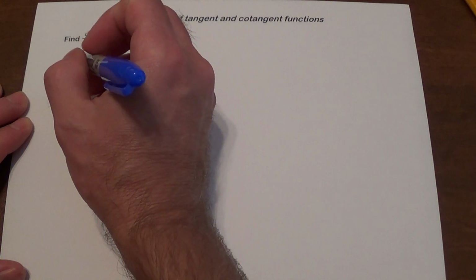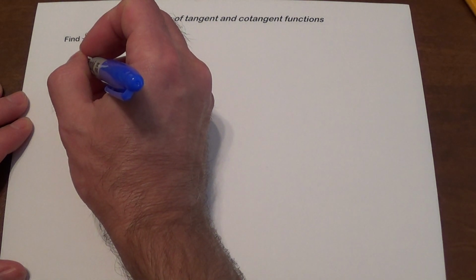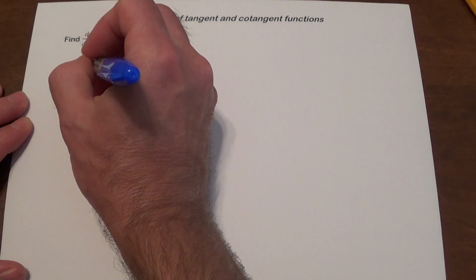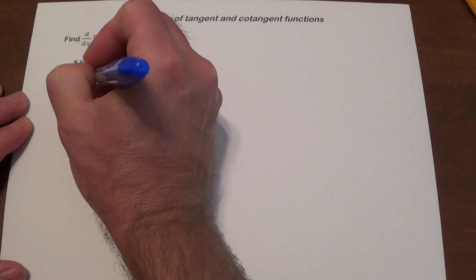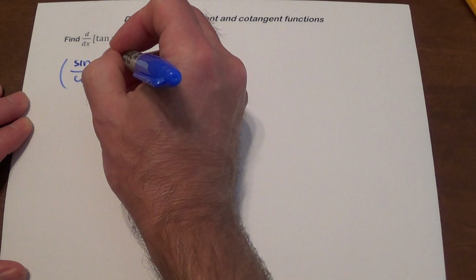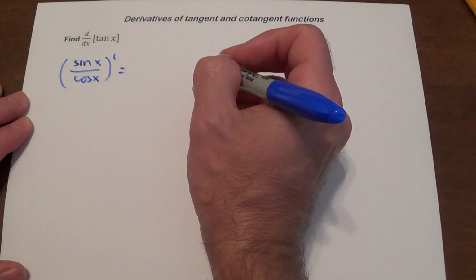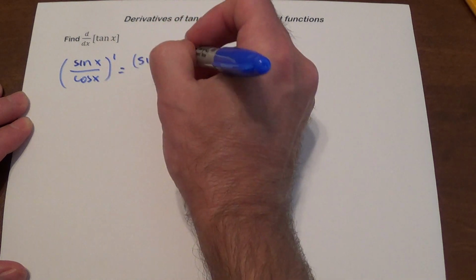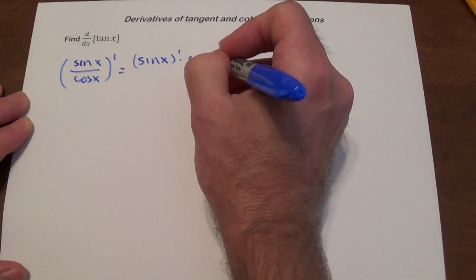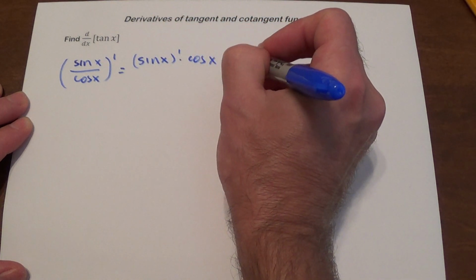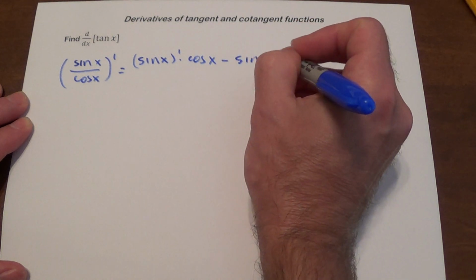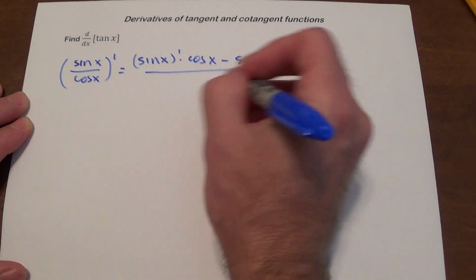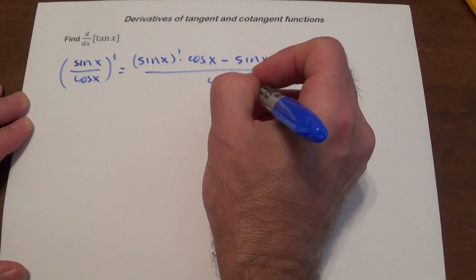To calculate the derivative of tangent, we're going to write tangent as sine x over cosine x, and we're going to differentiate that. So we're going to use the quotient rule, so it's going to be the derivative of sine times cosine minus sine times derivative of cosine, all over cosine squared x.